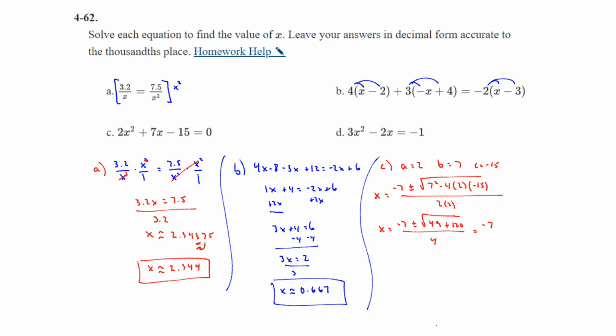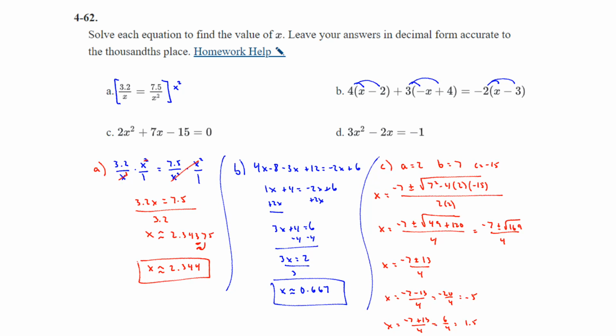And that'll be negative 7 plus or minus the square root of 169, which is a perfect square. So now we have negative 7 plus or minus 13 over 4. And then that's two different possibilities. So we get negative 7 minus 13 over 4 and negative 7 plus 13 over 4. So that's negative 20 over 4, which gives us negative 5. And then this would be 6 over 4, and that would be 1.5.